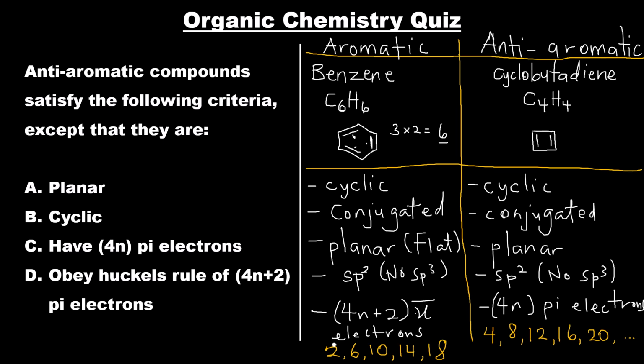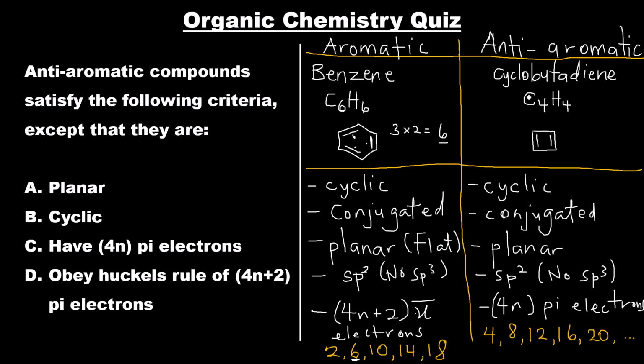Now let's check the numbers. We have 6 over here. So since the number of pi electrons is 6, and benzene carbon atoms have sp2 hybrid orbitals and it is planar and conjugated and cyclic, that means benzene is actually aromatic.